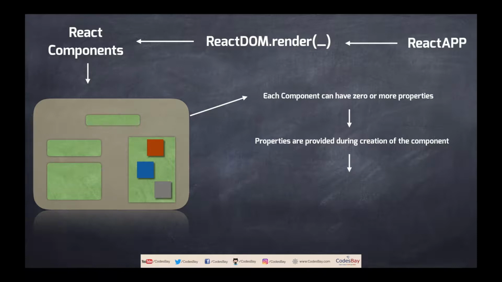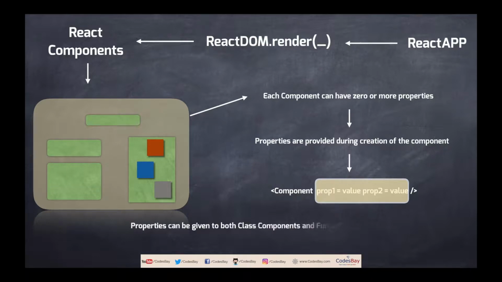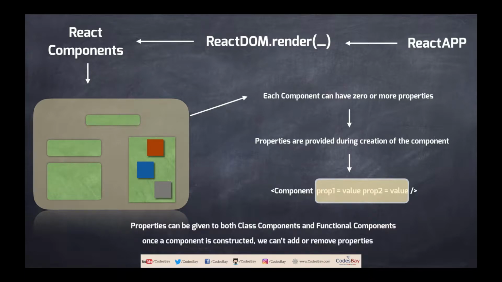And here is the syntax of providing properties with the component. We use name value pair to provide properties in a component, just like as it is being displayed over here. React properties can be provided to both class component as well as functional component. The only thing which we need to remember is that once a component is constructed, we can't add or remove properties. It's not dynamic in nature. We provide them while creation of the component.